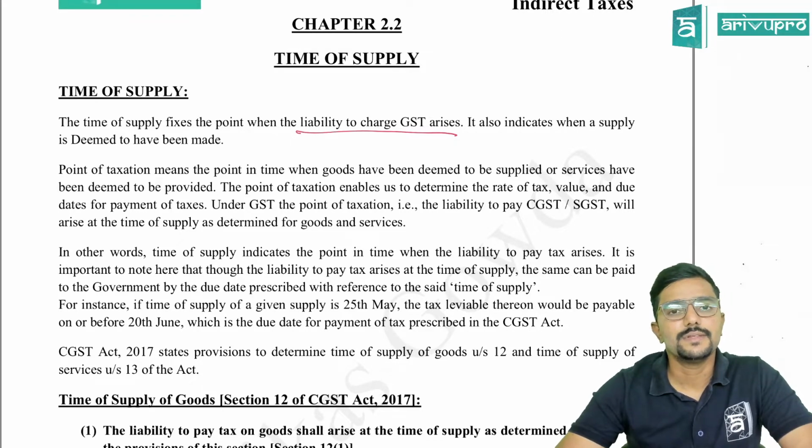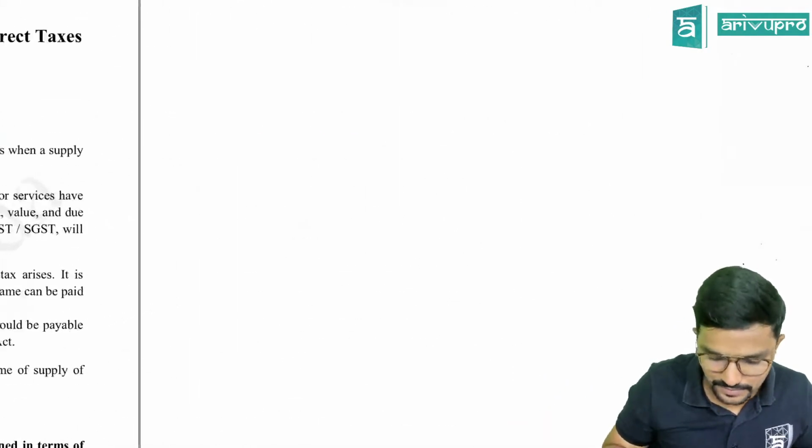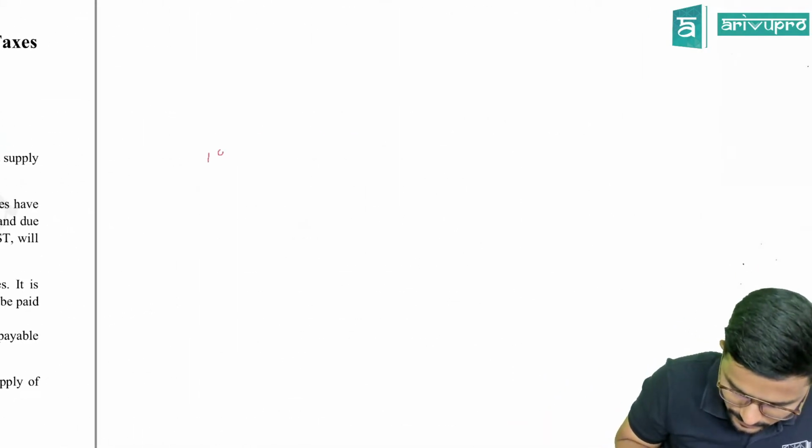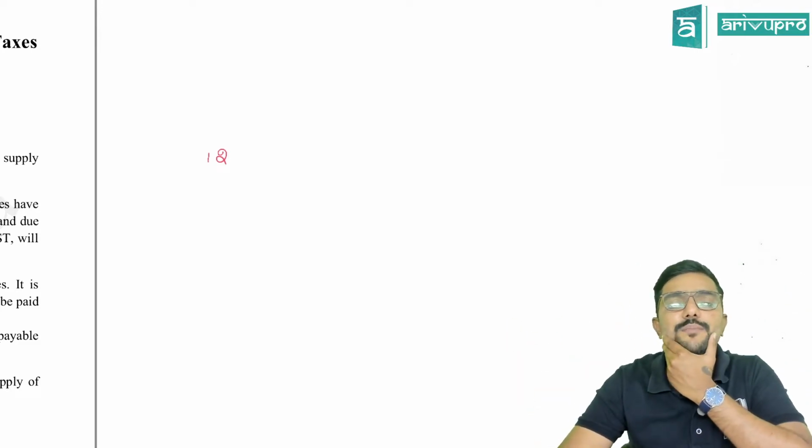Okay. There. I think we are done till 11. So write 12 now. Under the section number column, write 12. In content, time of supply of goods.